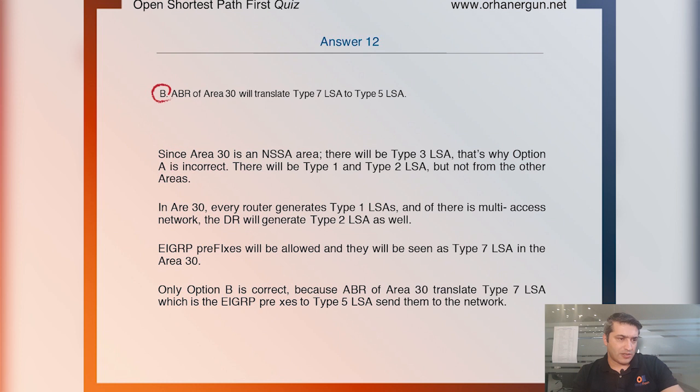And let's have a look at just C and D. They should be wrong anyway. There will not be any type 1 or type 2 LSA in area 30. There will be, of course, internal routers. Their type 1 LSA has to be there all the time.